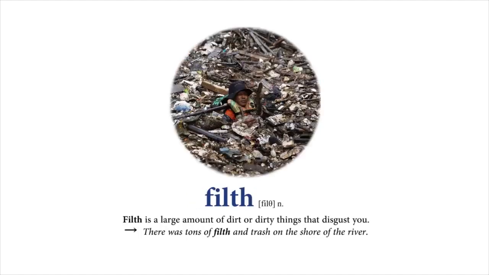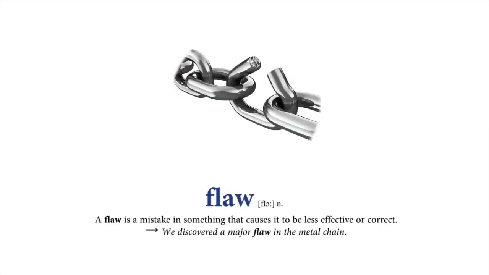Filth. Filth is a large amount of dirt or dirty things that disgust you. There was tons of filth and trash on the shore of the river. Flaw. A flaw is a mistake in something that causes it to be less effective or correct. We discovered a major flaw in the metal chain.